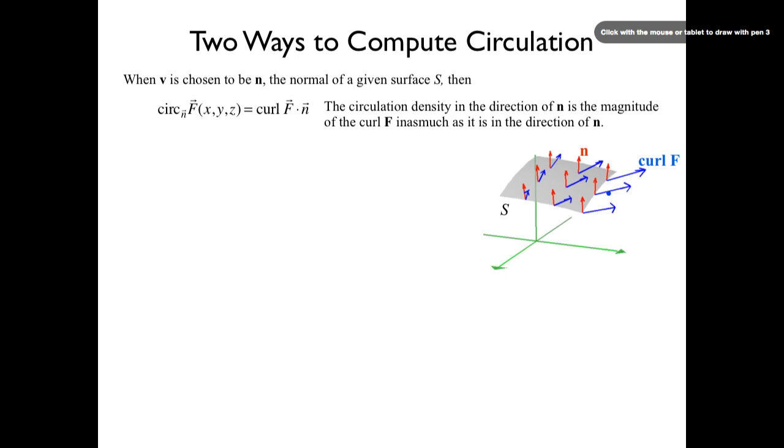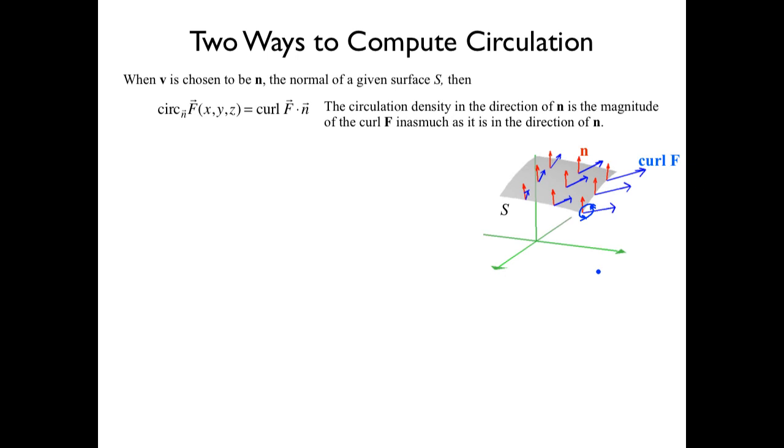So I don't know if we can draw this. Try. Not bad. So does that make sense? Because the direction of the curl is showing you the direction orthogonal to the plane of rotation.